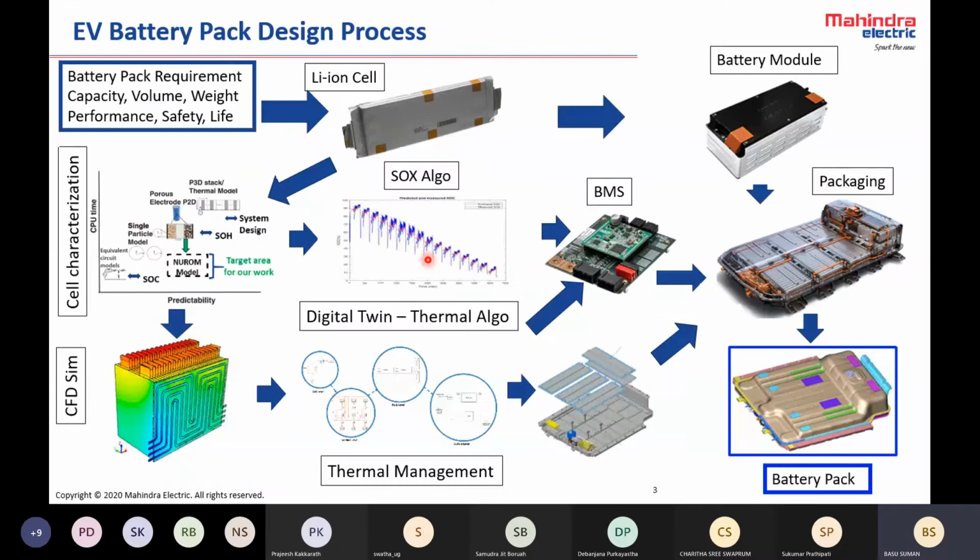Now this is in a nutshell giving you EV battery pack design process. So what we do is first we gather these information. This is extremely important. We need to get requirement of capacity, volume, weight, performance, safety, life, everything. So this is basically the parameters based on which we will start our design. So based on this, our first purpose is to figure out which is the right cell for us. There won't be any perfect cell, but there will be one or more correct cell for our purpose.